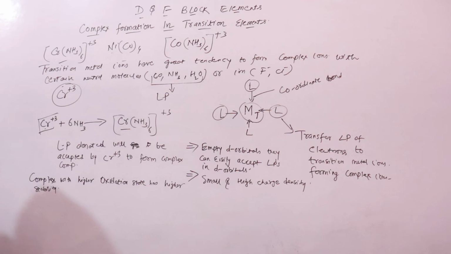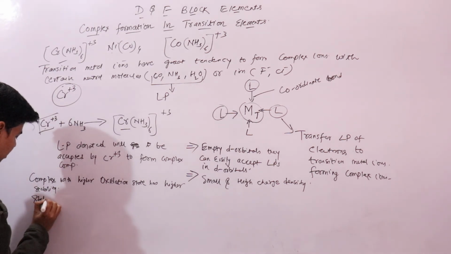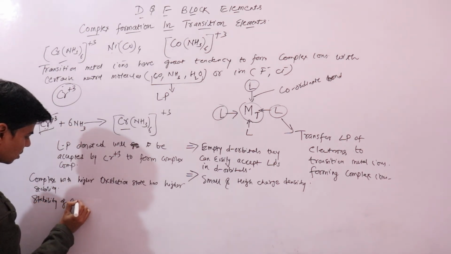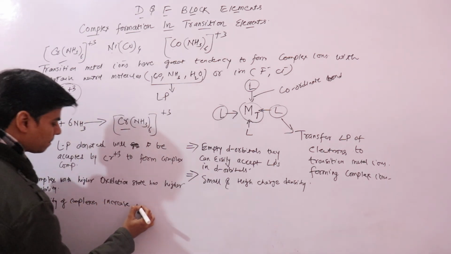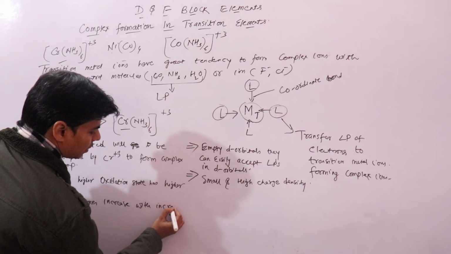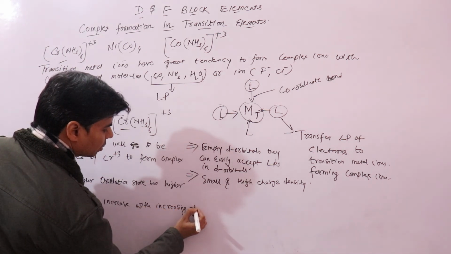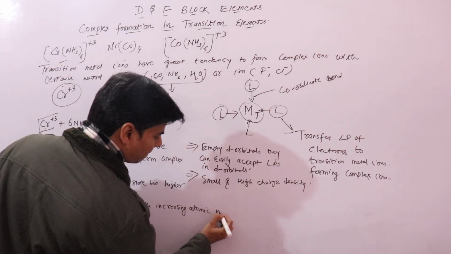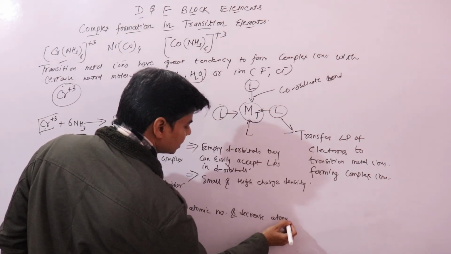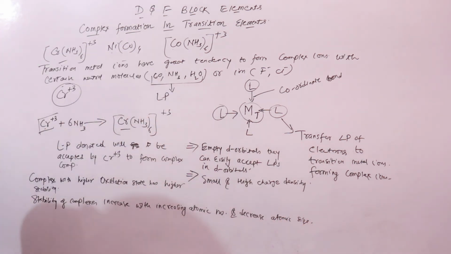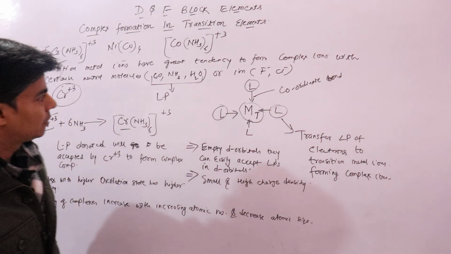So the stability of complexes increases with increasing atomic number and decreasing atomic size, with decreasing size of the atoms. I hope this is clear.